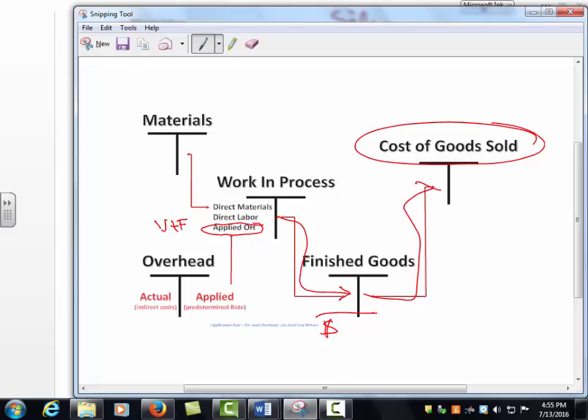So here's the rub. This is what managers can do. Remember that fixed overhead is allocated over all the units made. So let's say we had $100,000 and we made 10,000 units. So the fixed overhead would be $10 per unit. But what if we overproduced and made 20,000 units?